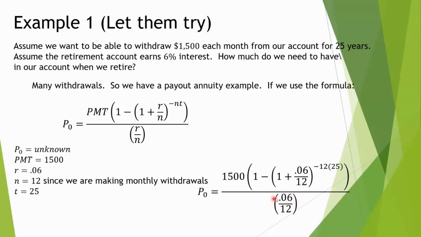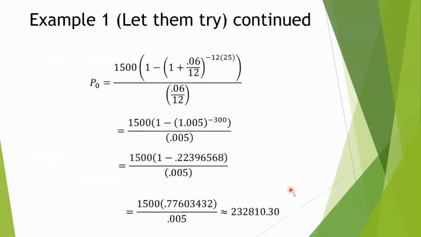So do the bottom first. Then do the top. Although the bottom actually turns out to be exactly 0.005. So, well, yeah, that's okay. Right? So we have 1 plus this. And the exponent, as you can see, is negative 300. So we do this raised to the negative 300, right?